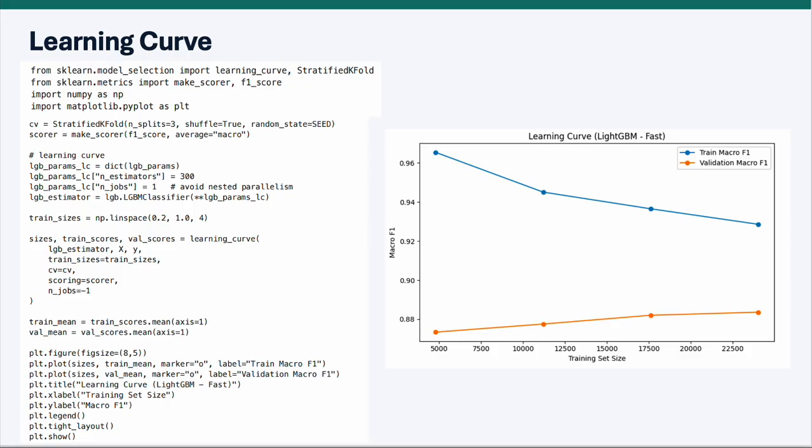We generate a learning curve using the tuned LightGBM model and macro F1 score. We train the model on increasing proportions of the data and compare the training and cross-validation performance. The curves converge at a high level with a limited gap, indicating strong generalization and no severe overfitting. This visual diagnosis confirms that model capacity is well calibrated to the dataset size.